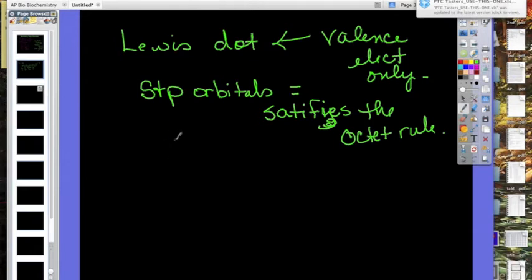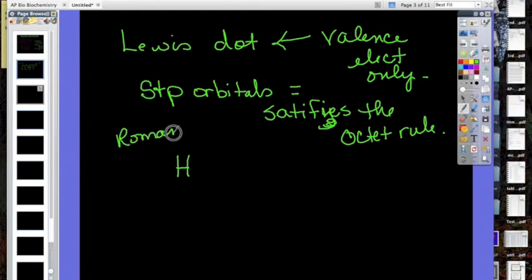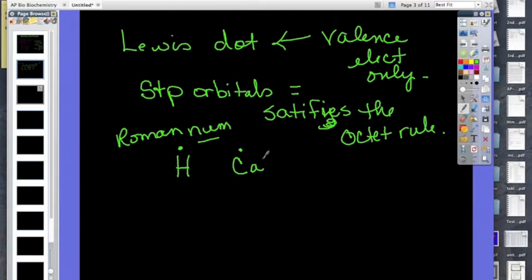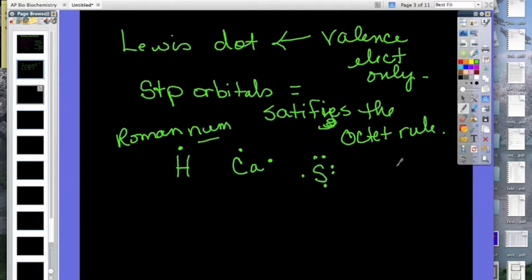Okay, so if we do the Lewis dot structure for, let's say, hydrogen, we look at the Roman numeral, and that would have a Roman numeral of 1, so we would just put 1 dot. If we look at calcium, we would have 2 dots. If we look at sulfur, we should have 6 dots. If we look at nitrogen, we would have 5.